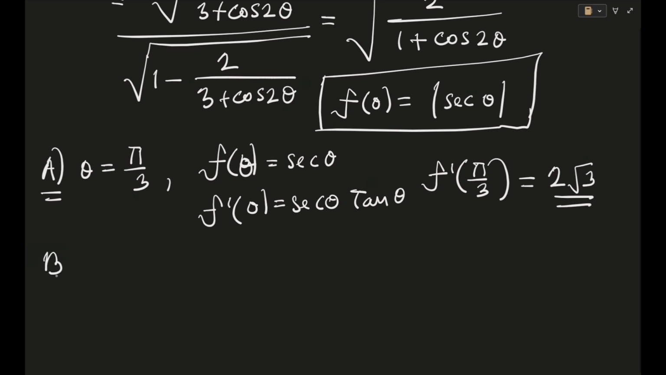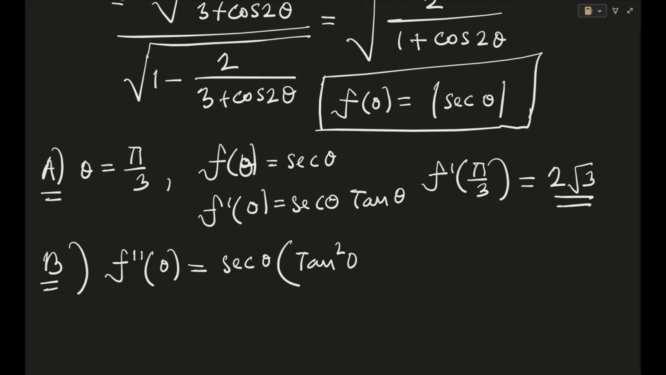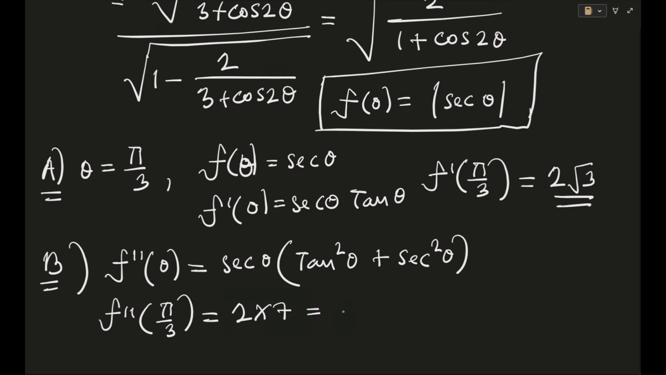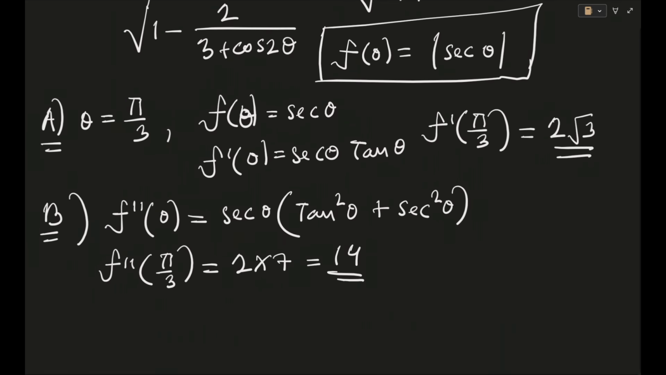In option number B, the same thing. You will have f double dash theta here. It will come out to be secant theta into tan square theta plus secant square theta at pi by 3. So if you calculate f double dash of pi by 3, you will get 2 into 3 plus 4, 7, which is equal to 14. Just calculations, nothing else.